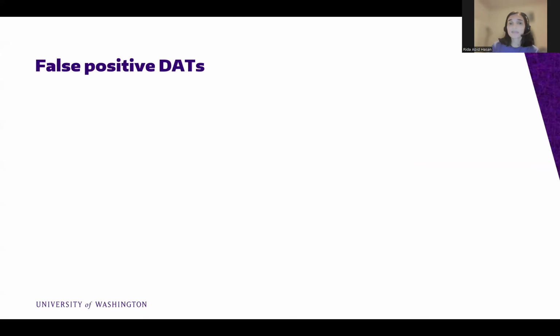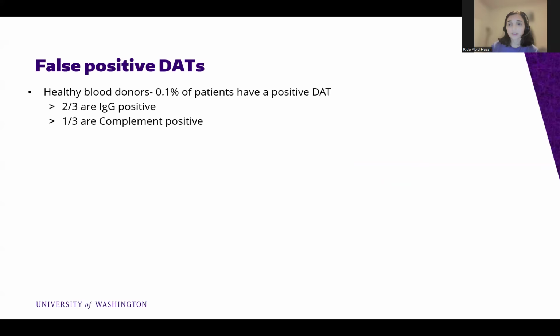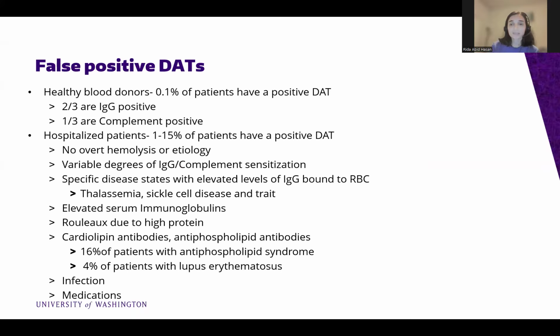The reason is because false positive DATs, unfortunately, are very common. In the healthy donor population, not as common, 0.1%, and they can be IgG or complement, so there's not a specific pattern that we see. However, in hospitalized patients, up to 15% of them can have a positive DAT, and these patients do not have hemolysis. What we think is happening is that maybe they have specific disease states where they're just more at risk for having antibodies bound to their red cells.